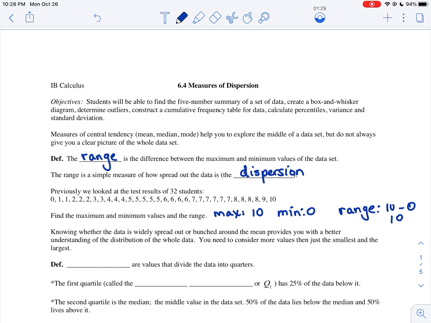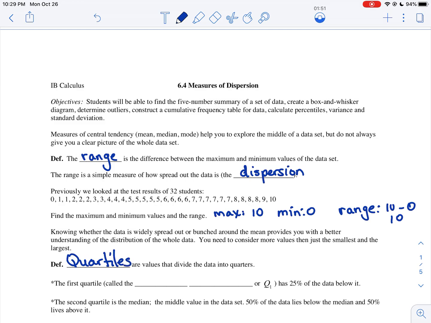Knowing whether the data is widely spread out or bunched around the mean provides you with a better understanding of the distribution of the whole data. You need to consider more values than just the smallest and the largest. So we're going to talk about something called quartiles.